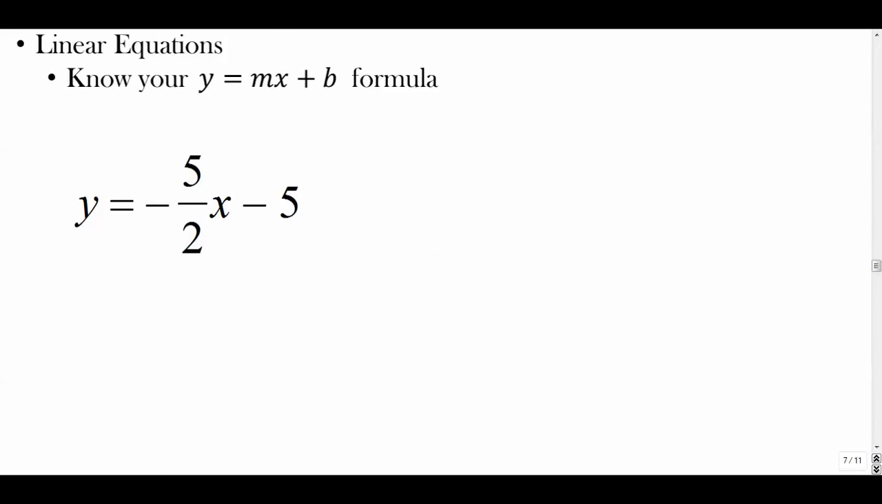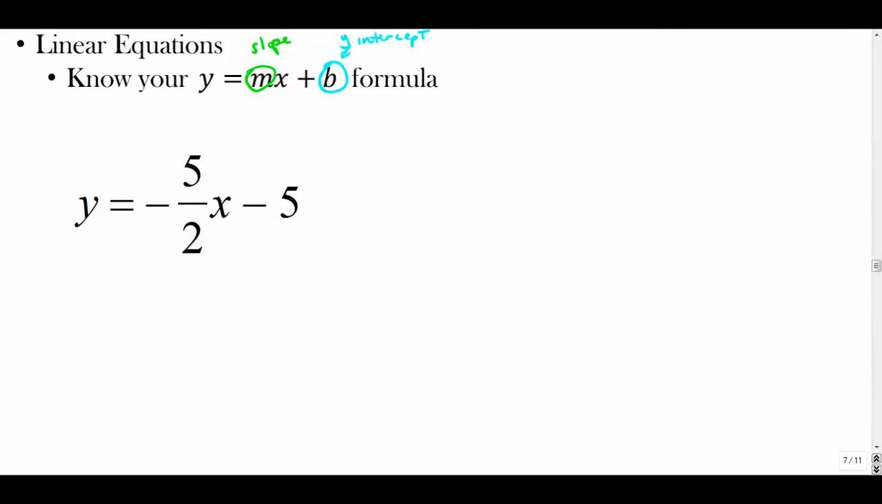Now you might be surprised to know that in geometry we still use our linear equation formula. Our y equals mx plus b, where m is what we call our slope, and b is our intercept. So this is called our slope-intercept form. That's our y-intercept to be specific.